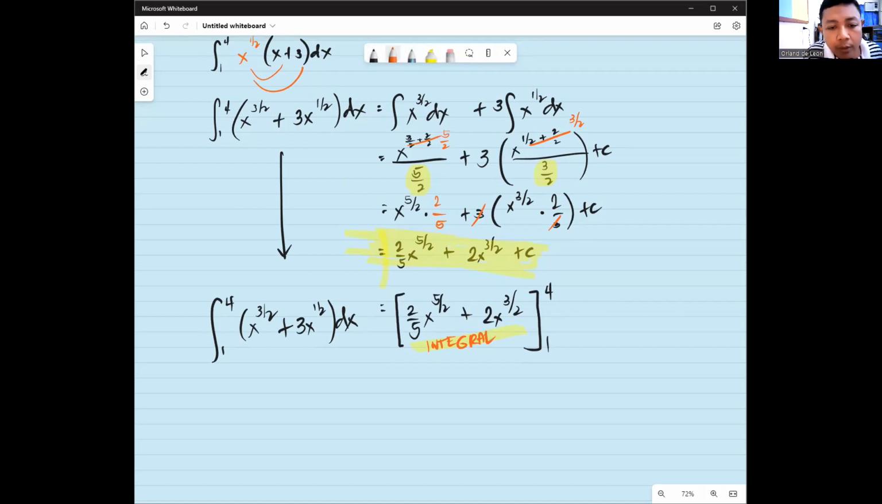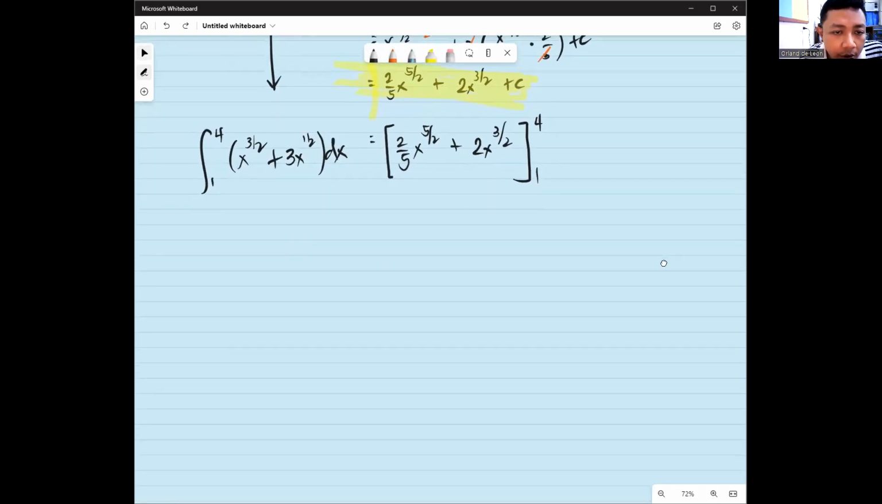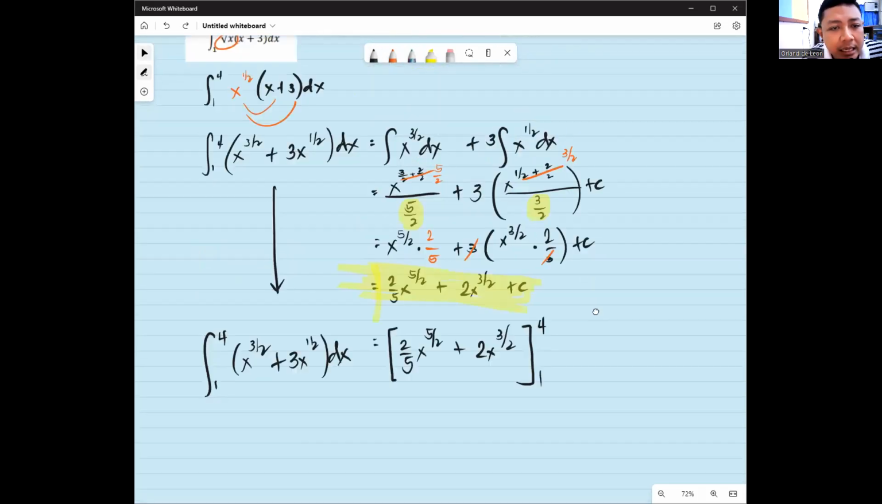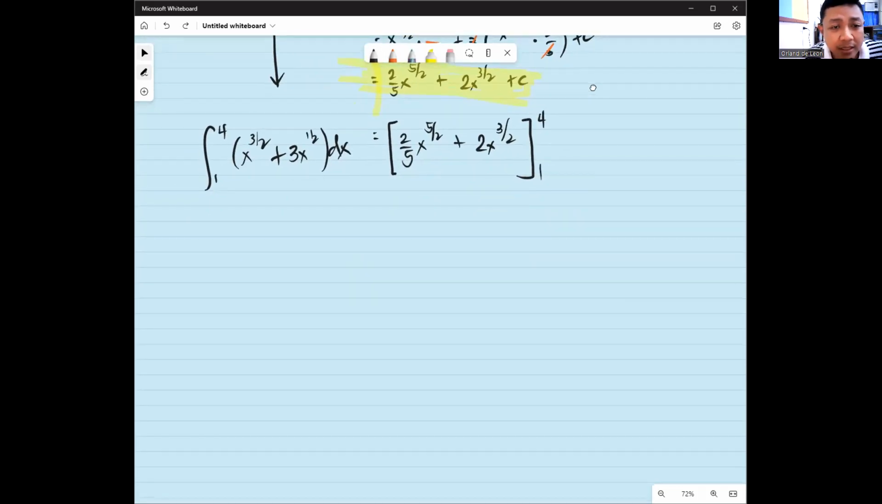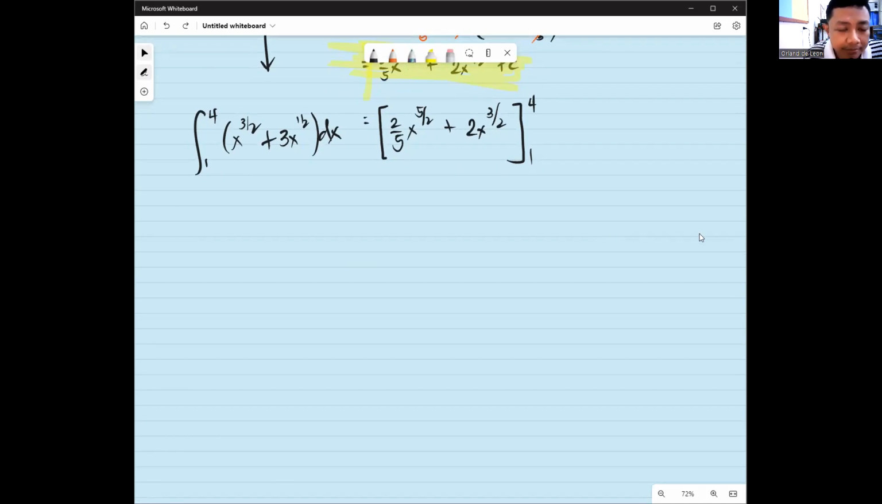And now we will be substituting our boundaries. Okay? So with that, let's now have this. By substituting, we will be changing all the x's with 4 and then minus changing all the x's with 1. Actually, the process is just easy, but it just looks long because of the fraction. But actually, the process is just the same.